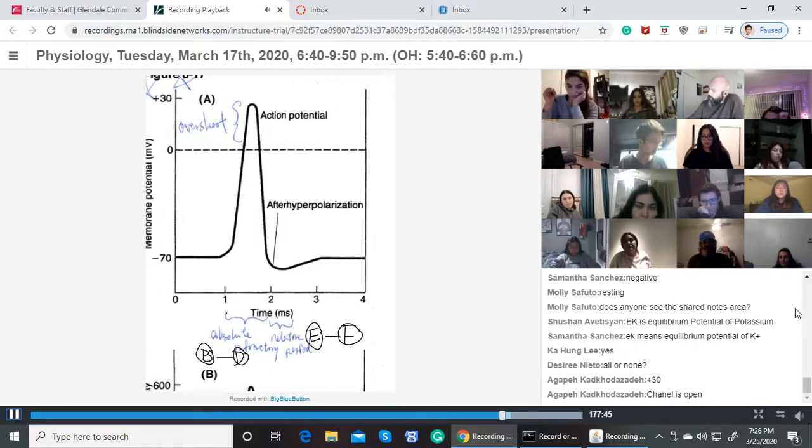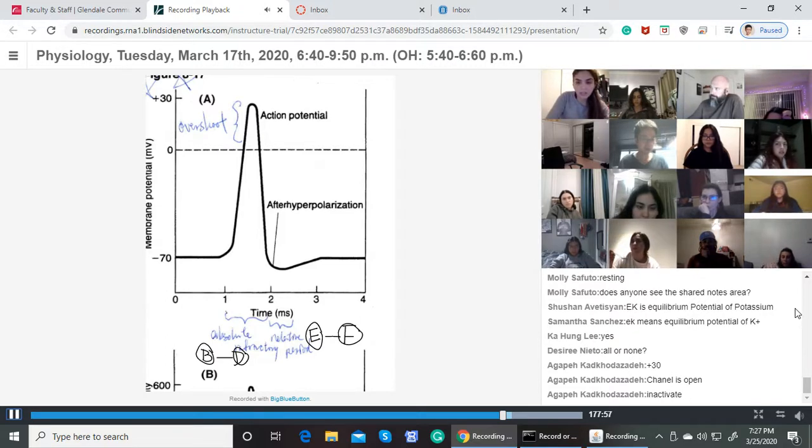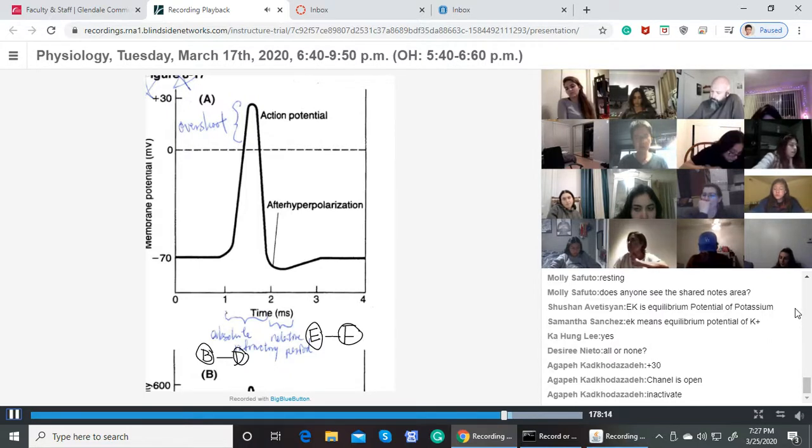Now, what about part C, the peak? What happened to the sodium channel? Someone just yell out the answer. Inactive. Jonathan is correct. Inactive. At the peak of the action potential, which is also during the absolute refractory period, the sodium channel is inactivated. When it is inactivated, can it reopen? Yes or no?